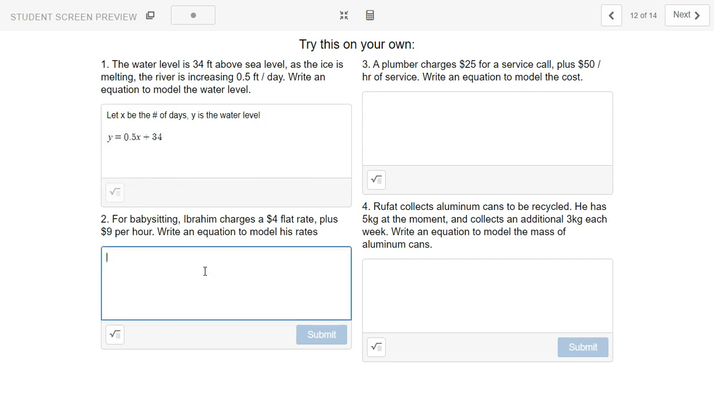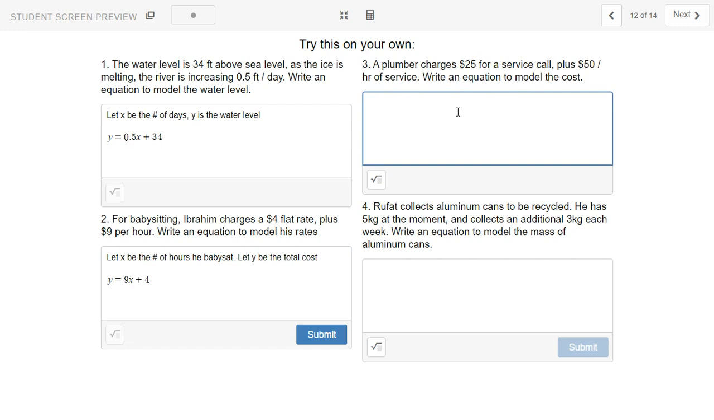For babysitting, Ibrahim charges $4 flat rate plus $9 per hour. Write an equation to model his rate. Okay, so rate $9 per hour. We're going to let X be the number of hours he babysat. Let Y be the total cost. We have Y is equal to 9x plus 4.